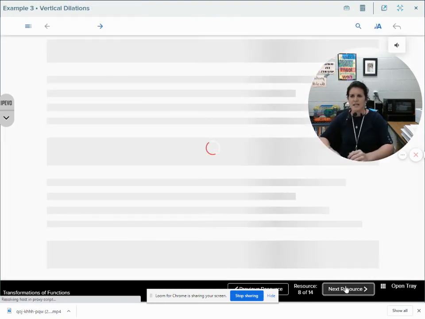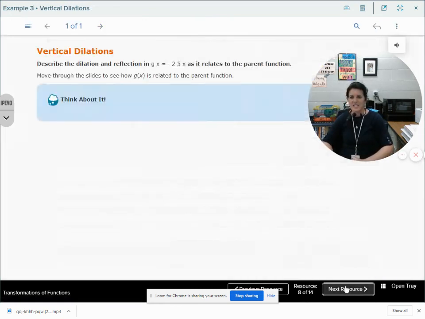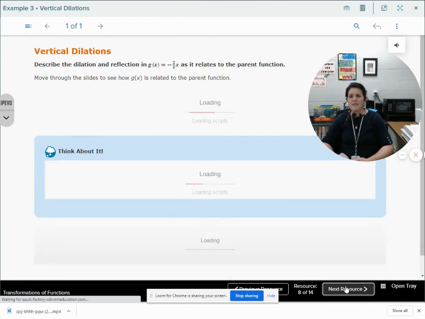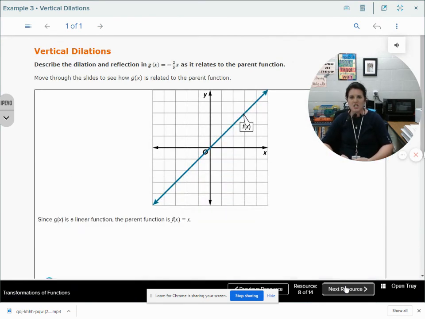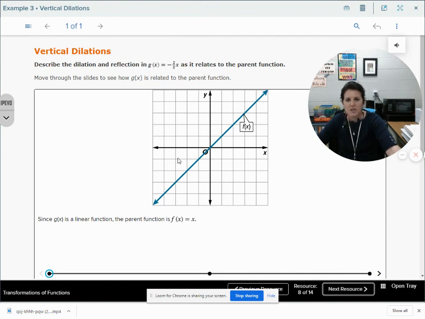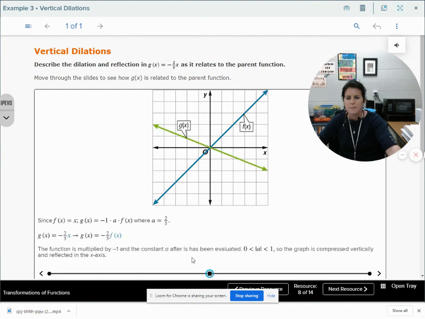So let's try example 3 with vertical dilations. Describe the dilation and reflection in g of x equals negative 2/5 x as it relates to the parent function. So here's my parent function, y equals x. We knew that this is a linear equation, so the parent function should just be y equals x, or f of x equals x.